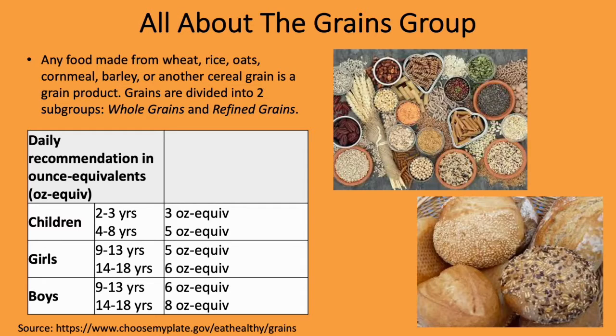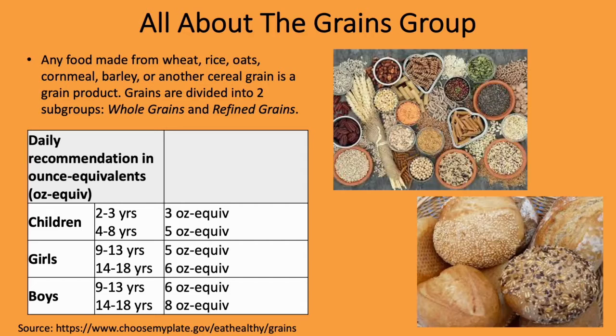And the amount of grain foods you need to eat daily depends on your age, sex, and level of physical activity. The amount each person needs can vary between 3 and 8 ounce equivalents each day. Remember, at least half of the grains you eat should be whole grains. Those who are very physically active may need more.